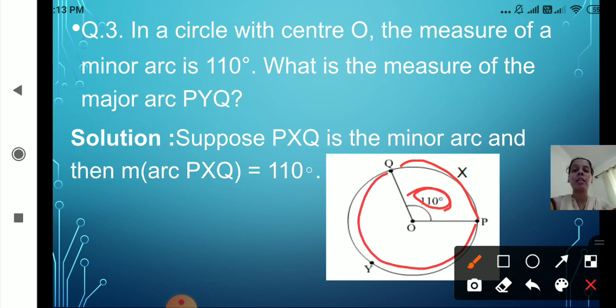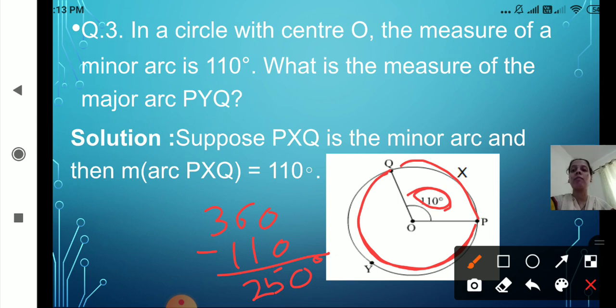Yes, in the circle, the measure of a complete circle is 360 degrees, right? So if the minor arc is given as 110 degrees, how will you find the major arc? That is 360 minus 110 degrees. So the answer is 6 minus 1, that is 5, and 3 minus 1, that is 2. So what is the measure of the major arc?